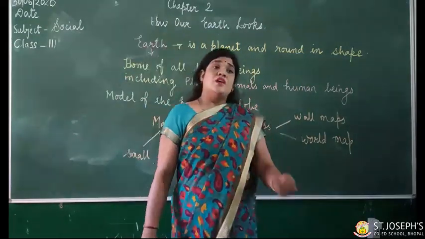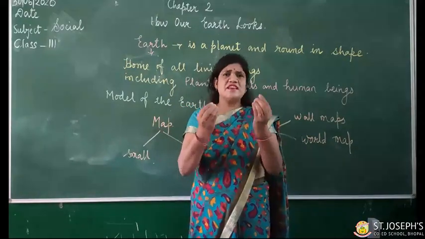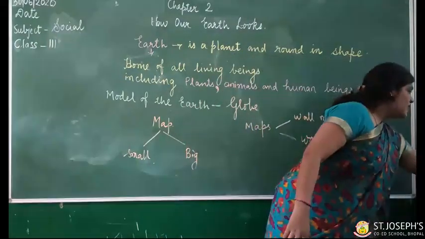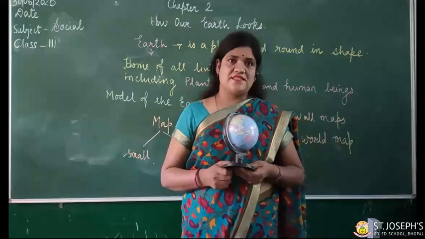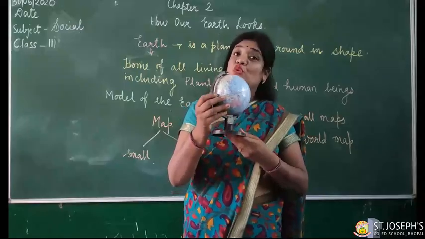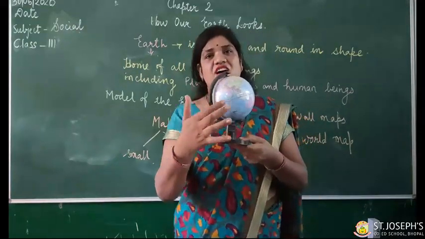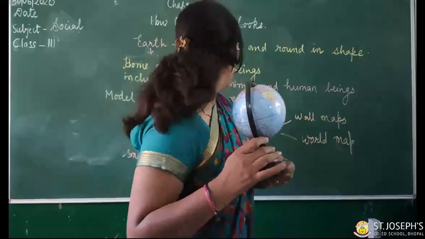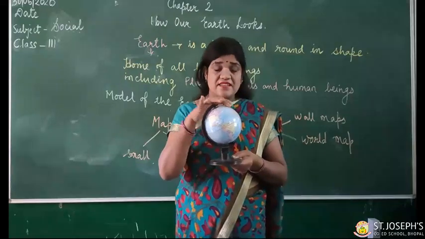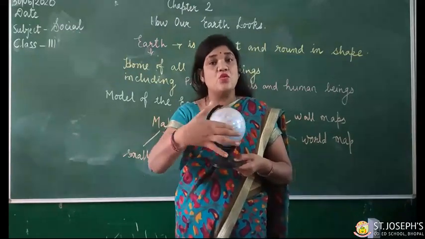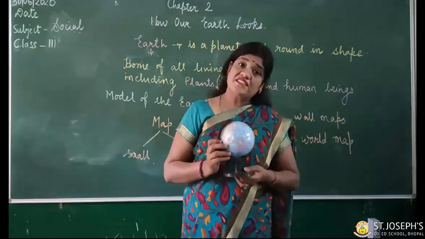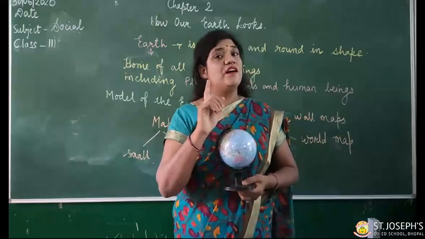Now, second thing, children, can you see Earth? No, we can't see Earth. So that's why we have the model of the Earth with us, and the model of the Earth is known as globe. You can see this is a globe, children. I have written also: globe, model of the Earth. Through this, of course, we can see Earth. You can see I am rotating and you can see the whole world here. So what is a globe, children? Globe is a model of the Earth.